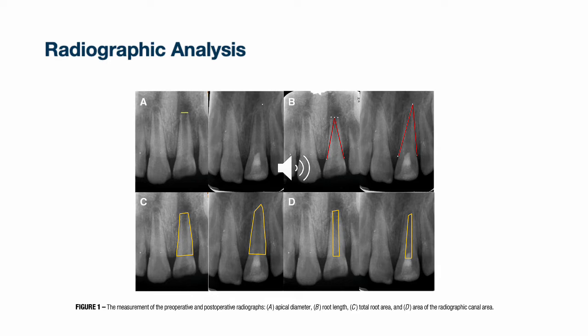For the radiographic analysis, the apical diameter was measured as the distance between the mesial and distal apical root ends, as we can see in Figure 1a. In Figure 1b, the straight line between the cemento-enamel junction and the midpoint of the apical diameter was measured mesially and distally, which was then averaged as the root length. For Figure 1c and 1d, the radiographic root area was defined as the difference between the total root area in Figure 1c and the root canal space in Figure 1d.